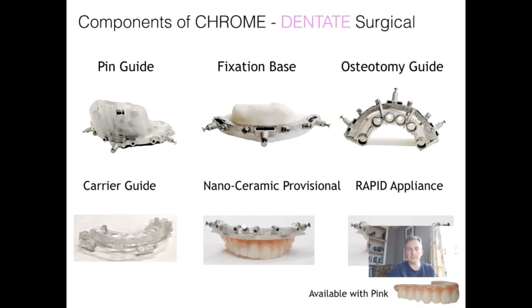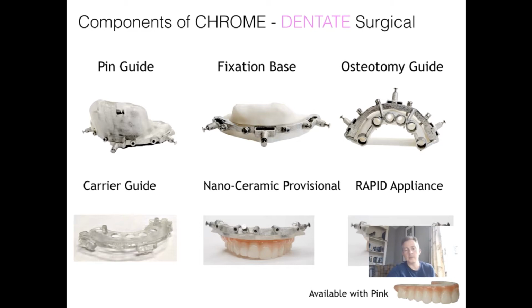And really the reason I'm showing this is to show the difference between a dentate and an edentulous case, and that is in the first upper left hand picture under pin guide. The pin guide for a dentate case uses the patient's remaining existing dentition to help support and locate the fixation base. Once the fixation base is in place, and only when it is pinned in place using the fixation kit, is the pin guide removed.